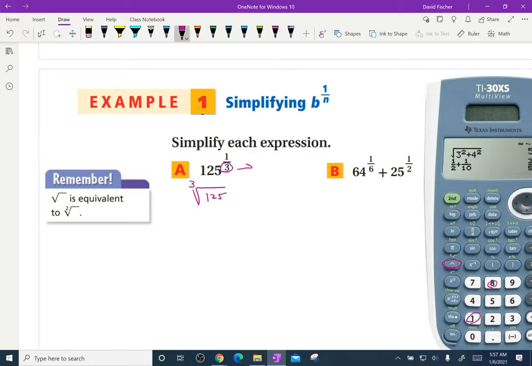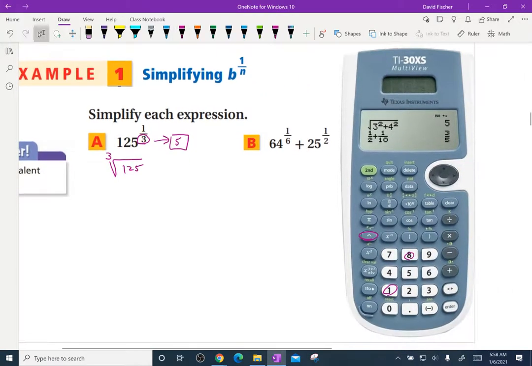Now, you could use your calculator and just put 125, do my exponent, and say 1 divided by 3, and you'd get your answer, 5. That's true. If I was doing a test that didn't require any variables, that's probably what I would do. But I've got to know what my calculator is doing. So let's practice our roots button.